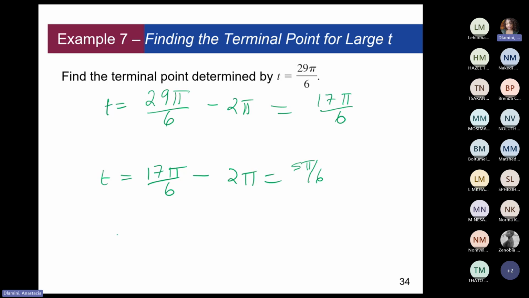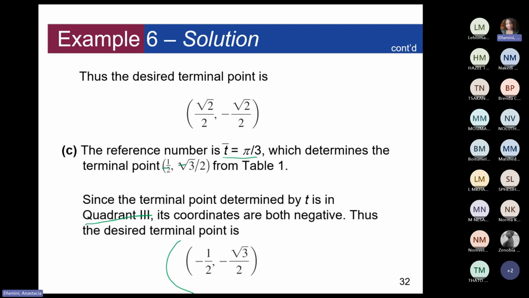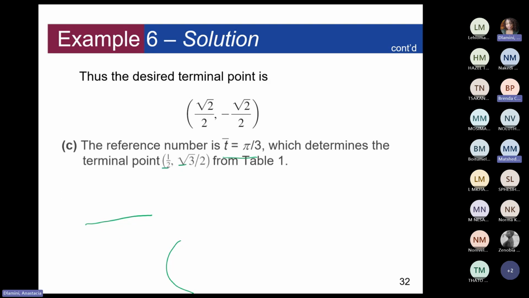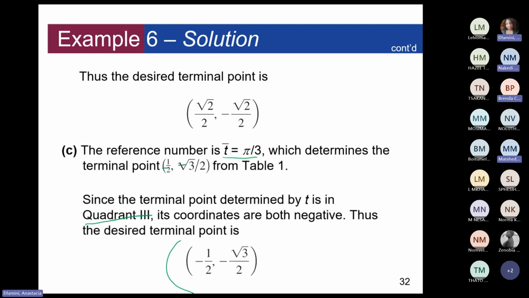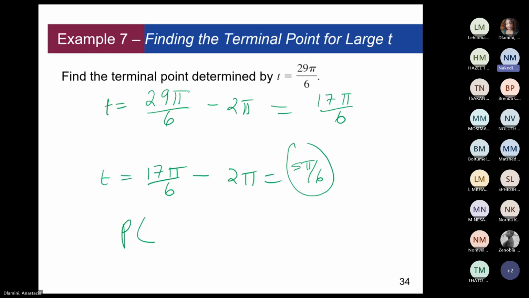What is the terminal point for 5 pi over 6? We did 5 pi over 6, guys. What is the terminal point? It's negative root 3 over 2 and 1 over 2. Are the signs correct as well? Minus root 3 over 2 and 1 over 2.